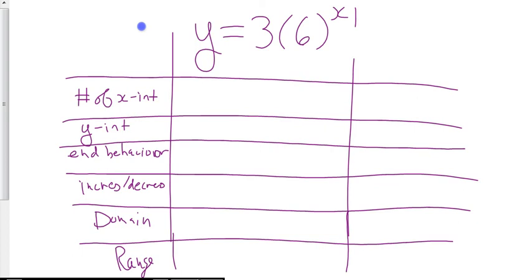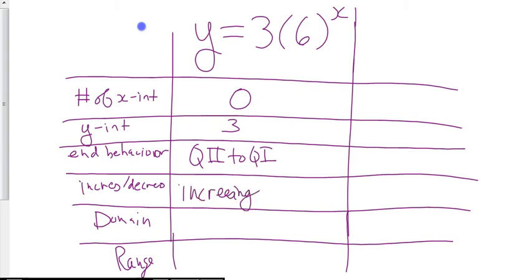So, Sebastian, hat off. Knowing what we know now. Y equals 3 times 6 to the x. How many x-intercepts will there be? What is the y-intercept? 3. Okay, the y-intercept will be 3. What is the end behavior? Quadrant 2 to quadrant 1. Is it increasing or decreasing? How do you know? It's positive. They're always positive.